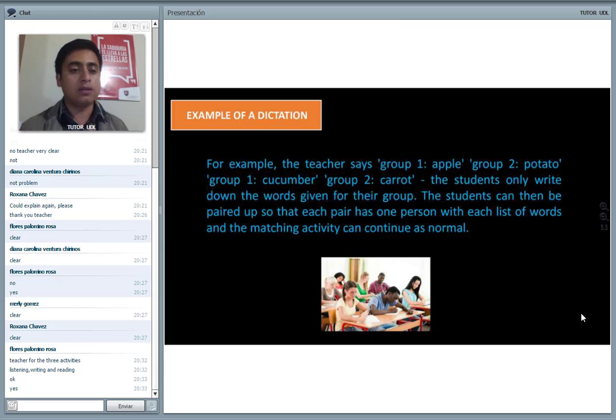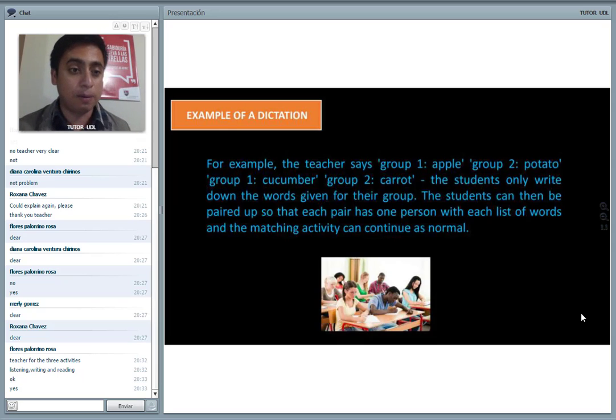In that way, the students that are working in pairs are going to write different things, as you see here in the example. The teacher says group number 1, apple. So student 1 is going to write apple. Group number 2 is the other student who is next to student 1. Potato. And you continue. Group number 1, cucumber. Group number 2, carrot. So the students only write the words given for their group. If they belong to group number 1, they will just write words that belong to group number 1. And it's the same thing for group number 2.